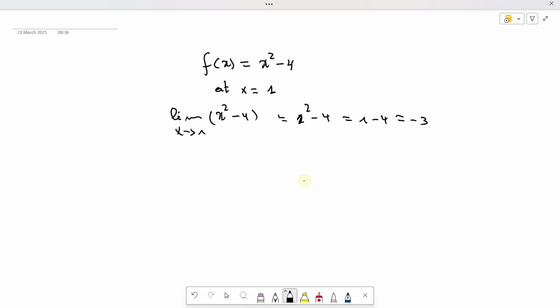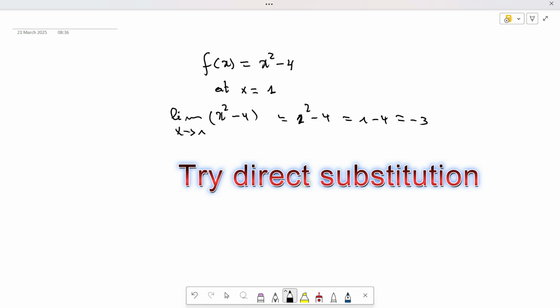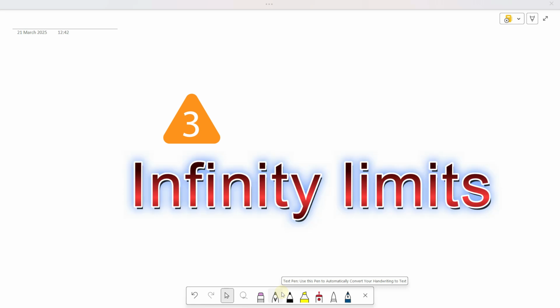The other 2 cases, we are going to handle them separately. But this is the second must know. You must know that when you have an algebraic expression, the first thing that you have to try is the direct substitution.